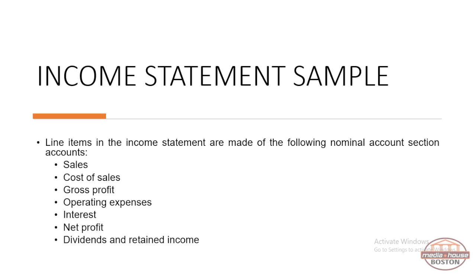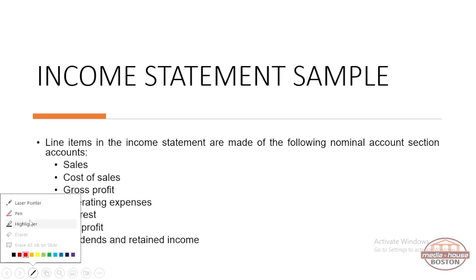Some of the line items within the income statement that are found within the nominal account section of your trial balance include your sales, cost of sales, gross profit, operating expense, interest, net profit, dividends, and retained income. Most of the time after the gross operating profit, sometimes we have operating income, which I'm going to explain at a later stage, which is currently missing within our income statement.